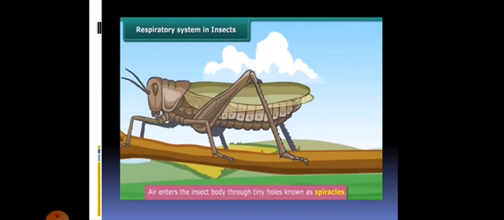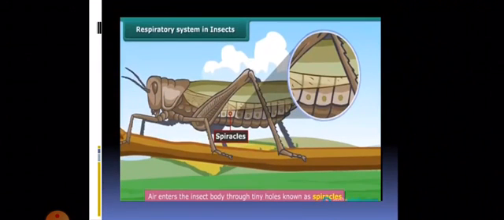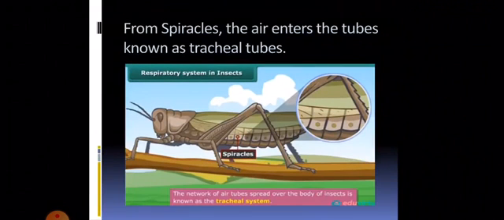Insects have tiny openings on the sides of their bodies, which are known as spiracles. Air enters the insect body through these tiny holes, the spiracles. From spiracles, the air enters the small tubes known as tracheal tubes.